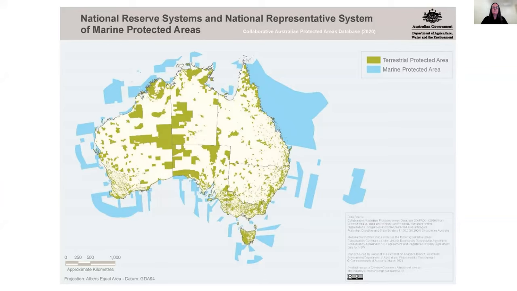Land use change, introduced invasive species, and population fragmentation are common threats to Australian species. And habitat restoration and translocations are key conservation strategies. Many landscapes have been designated as terrestrial and marine protected areas, as exemplified in this map published by the Australian government.